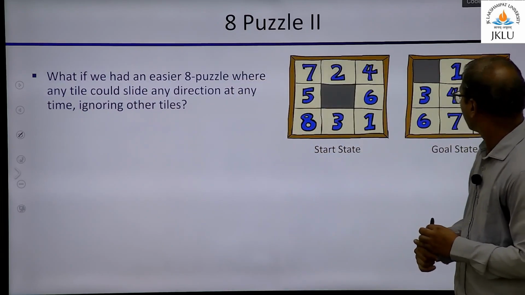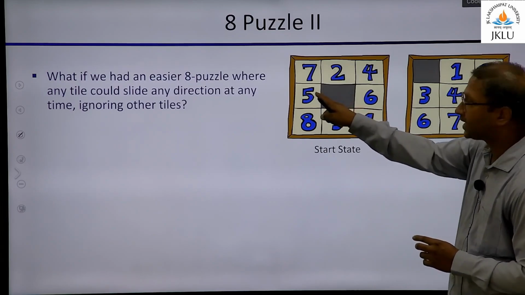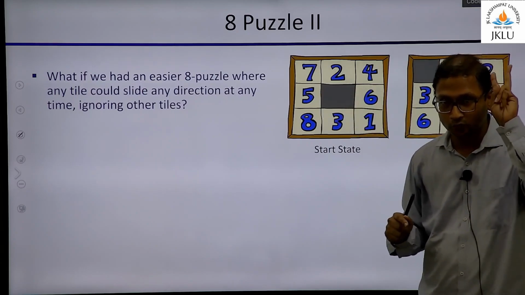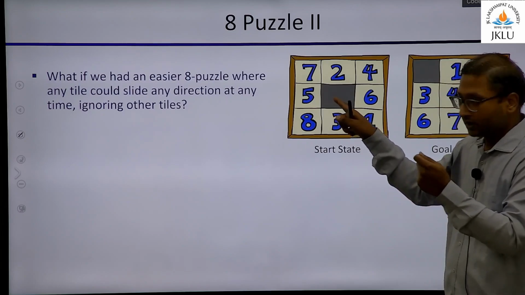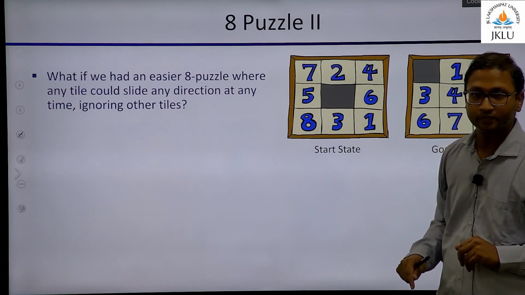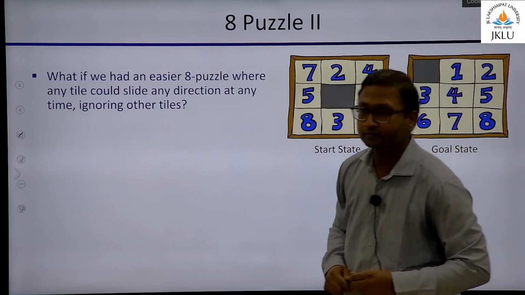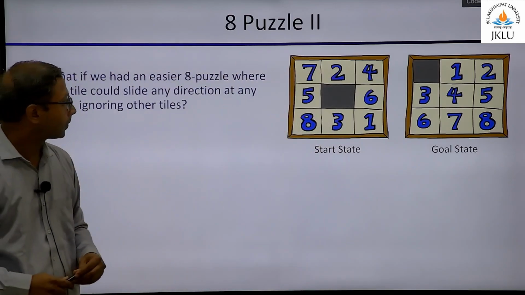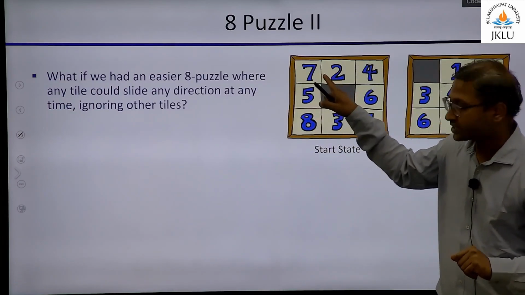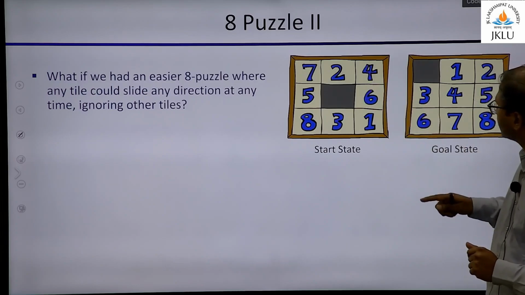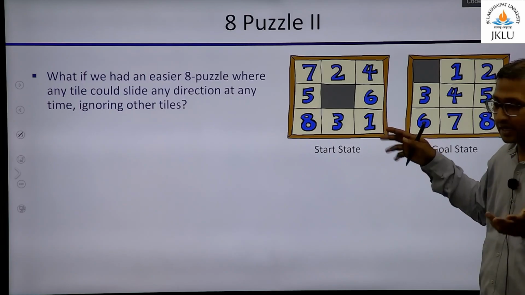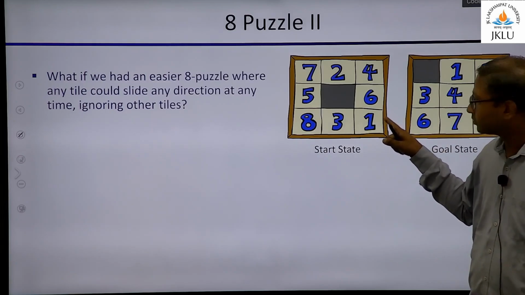So for example, 5 is here. What will be the cost of moving 5 to its place? 2. Because ignoring 6, you can slide it here and then slide it here. Give me the total H start. What will be the cost for 7? 3. So let's start with this: 3 for 1.